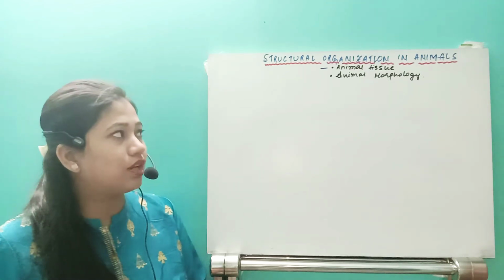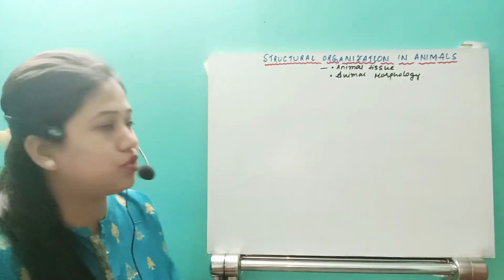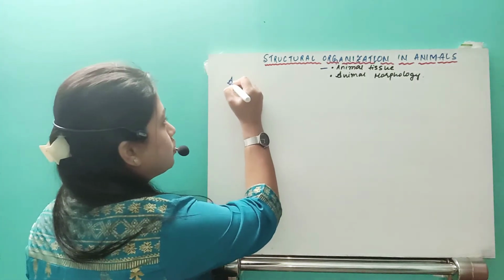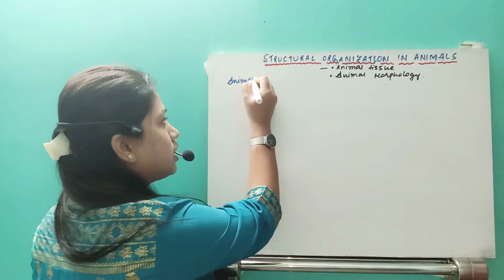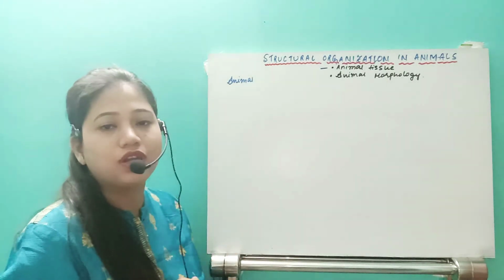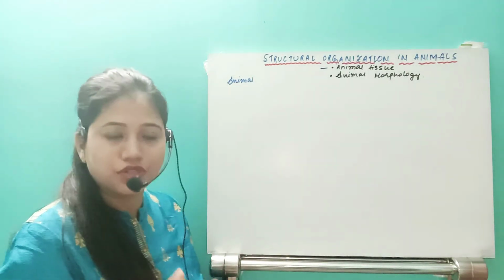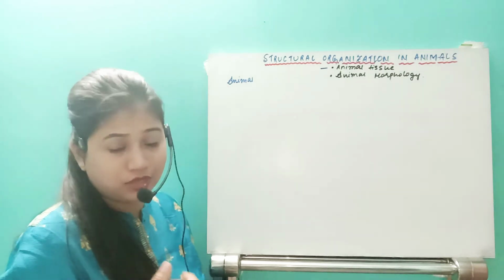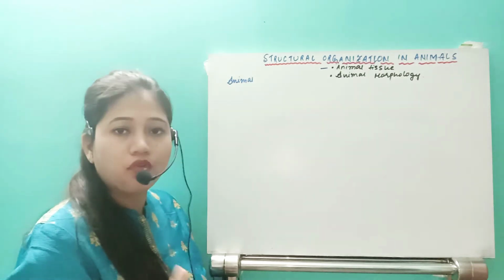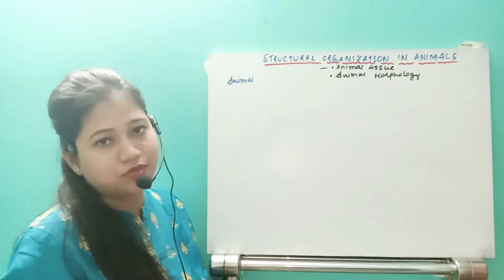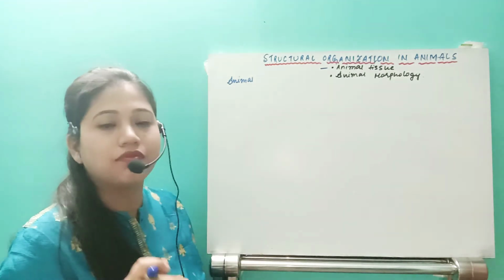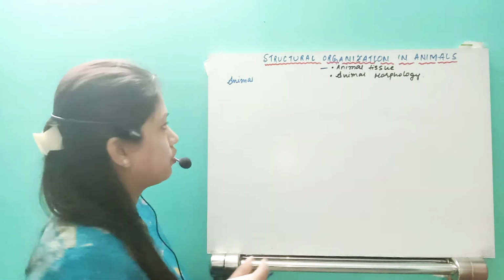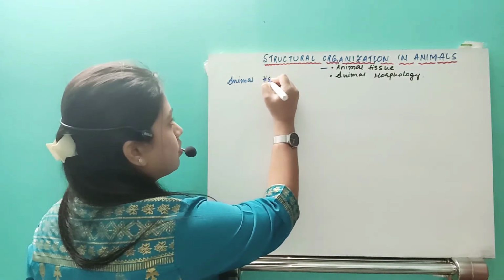So first of all, let's just start with the animal tissue. In this video we will have only the introduction of the animal tissue. Then after that we will study the different types of tissues, where in 4 videos I will complete all the 4 types. This video will basically be for the introduction point. Okay, so let's just start the chapter.